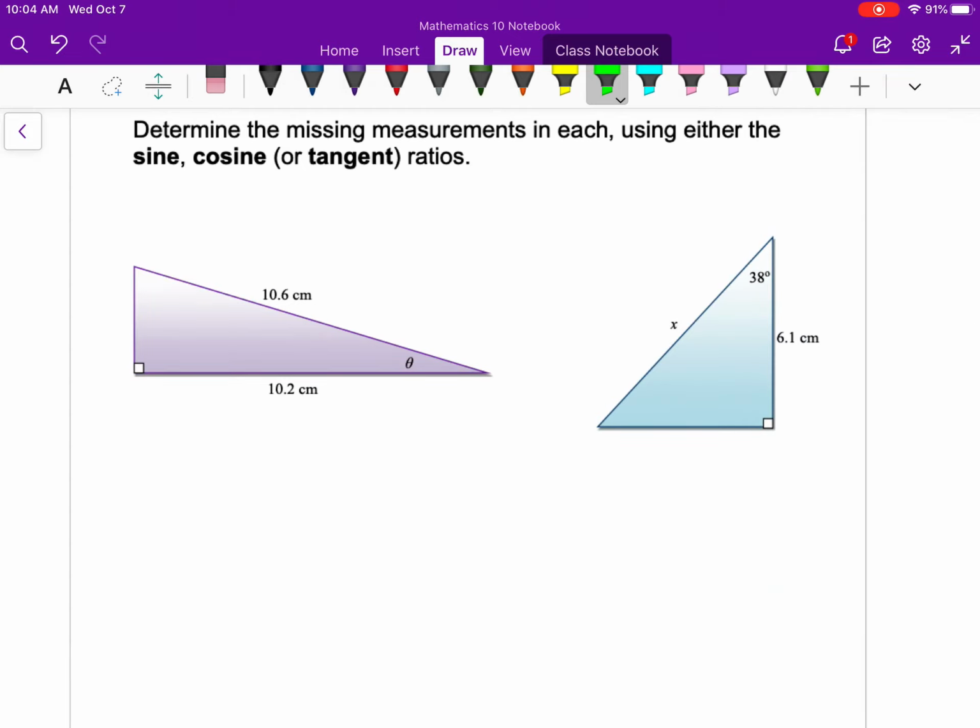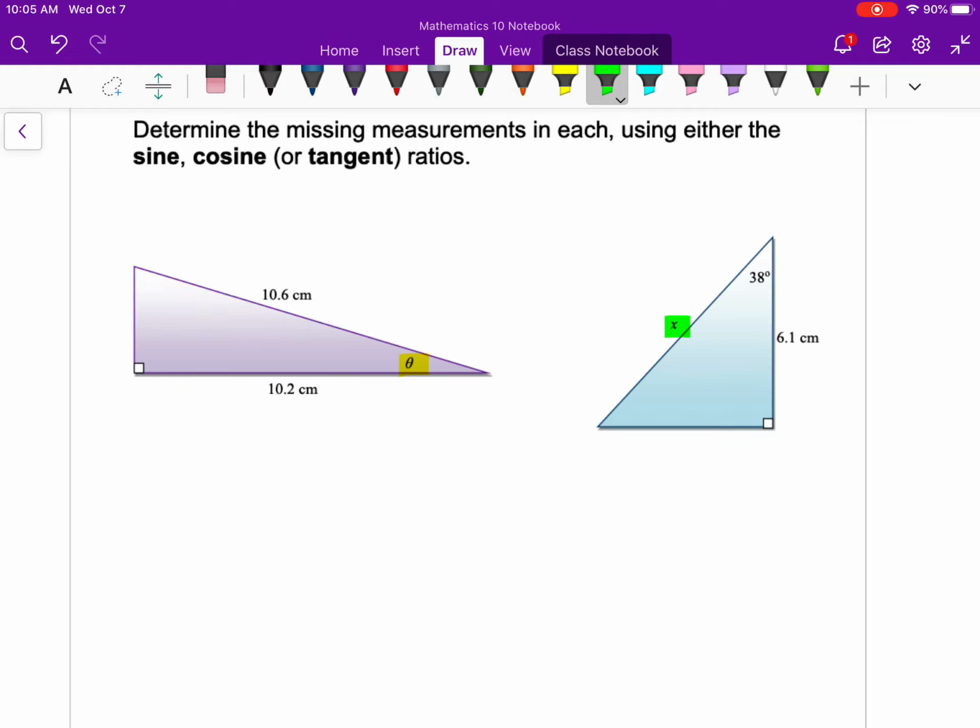Let's look at these two triangles. In this case, I have a missing angle here I want to find, and over here I have a missing side I want to find. Now, the main difference between this and the last lesson is that since all we saw last time was tangent, you never had to think to yourself, how am I going to solve this? We knew we were going to use tangent. In this case, we have to decide, do we want to use sine or cosine or maybe even tangent?